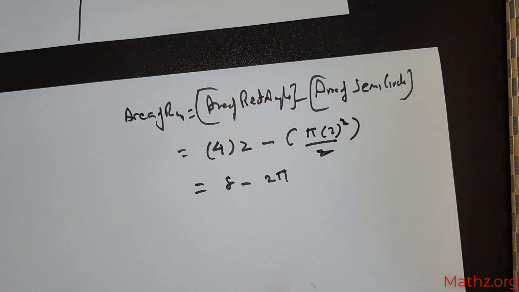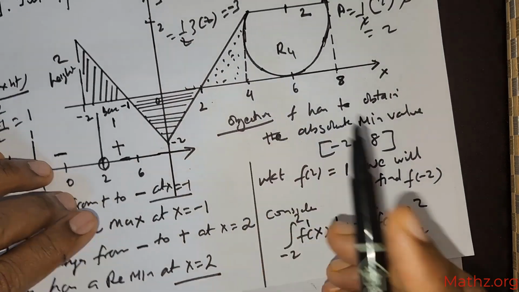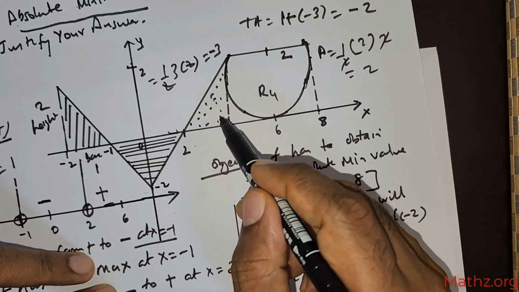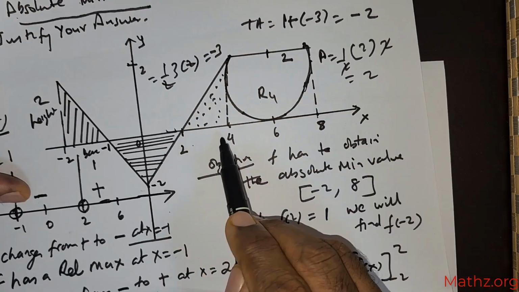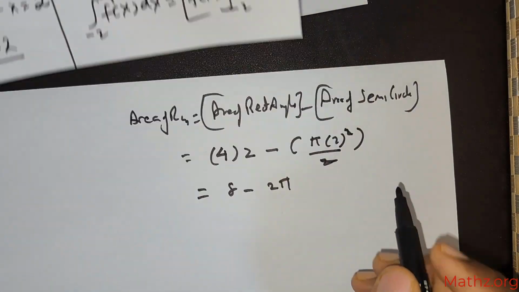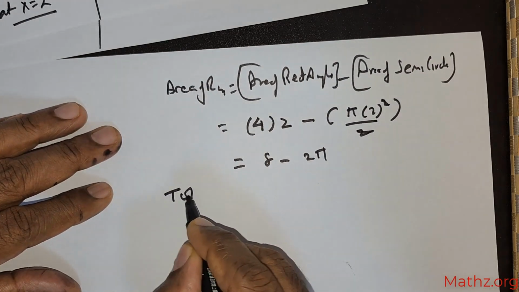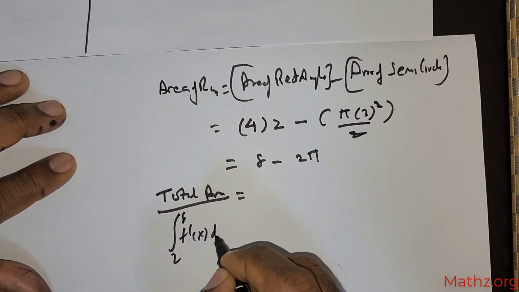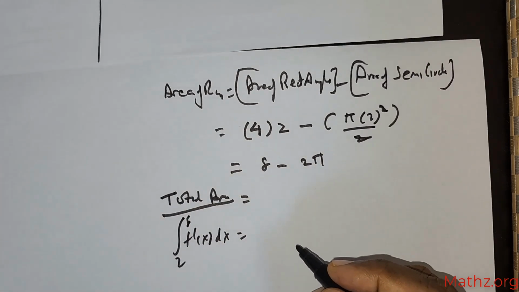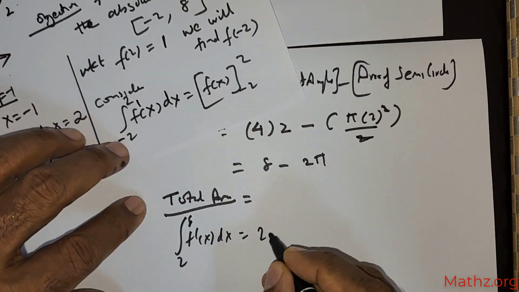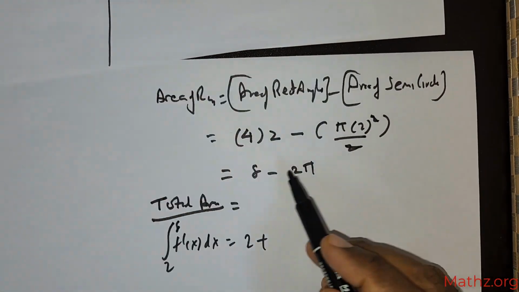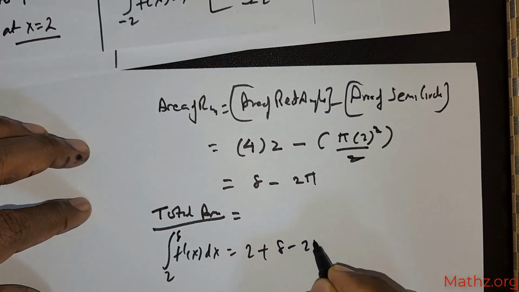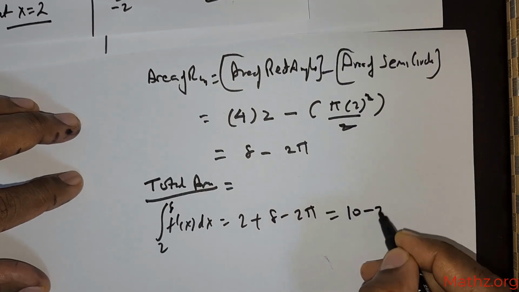Now from here you need to add this region. So plus, what is this area? We have already got this area, so this is going to be 2 units. Base is 2 and height is 2 units. So the total area, when I talk about total area, I'm talking about the integral from 2 to 8 of f dash of x dx. As I mentioned to you, this region is 2 units and the other region is 8 minus 2 pi. So that's going to be 10 minus 2 pi.